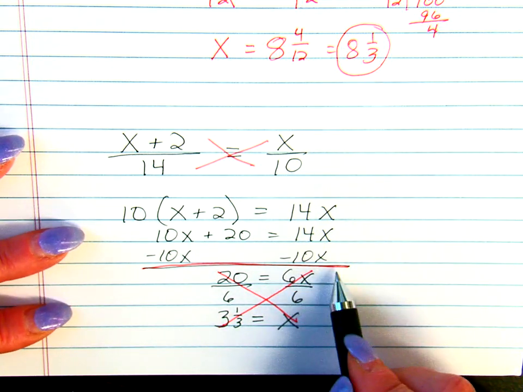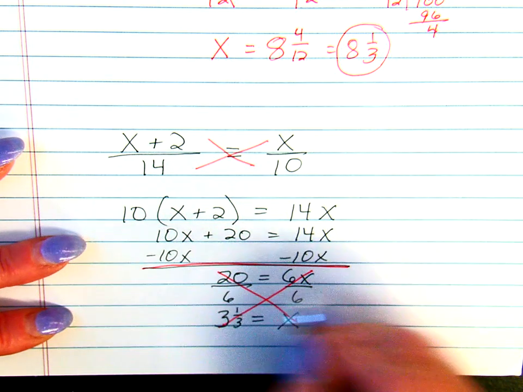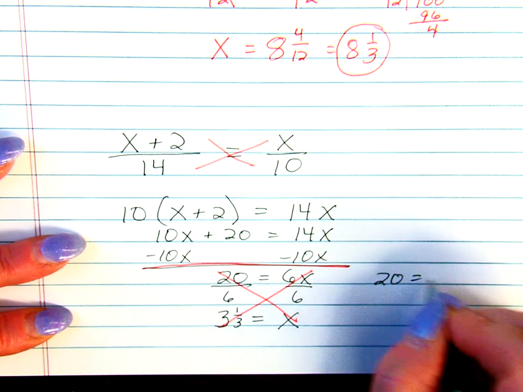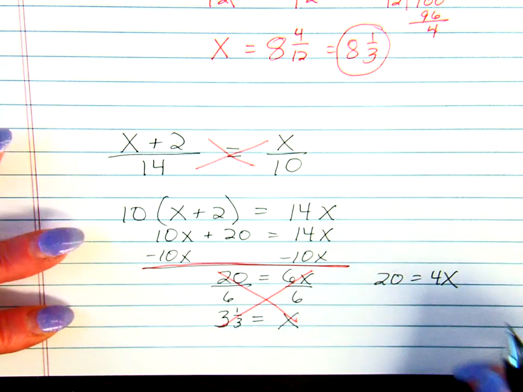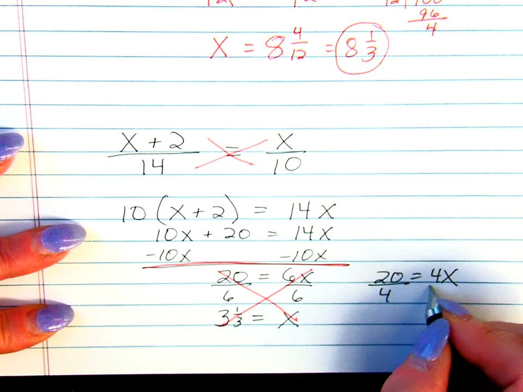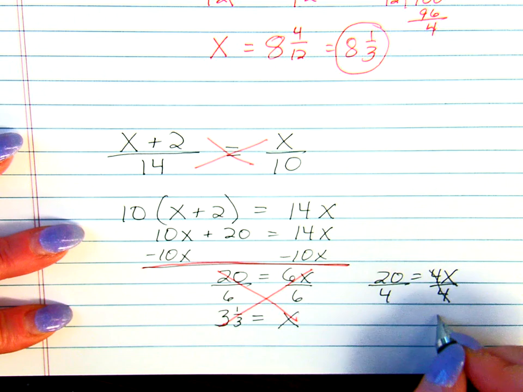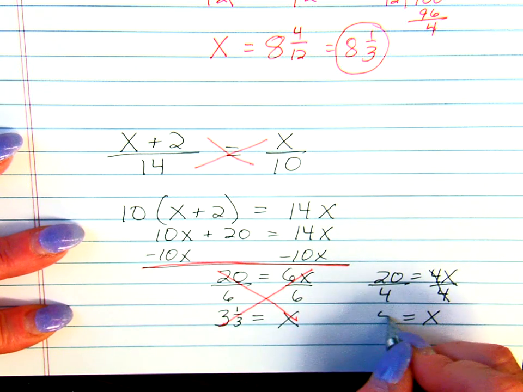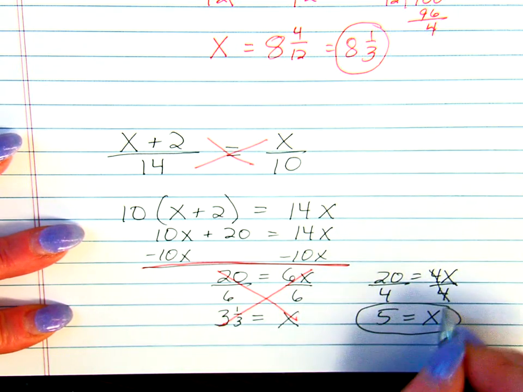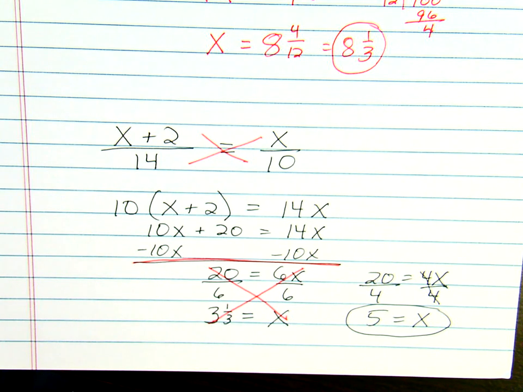We'll come over here. When I subtract 10 from 14, I'm going to get 4x. So that's 20 equals 4x. Honestly, you people let me get away with all sorts of stuff. Okay, and so now x is actually going to equal 5, which is the correct answer. Okay, so let's see if you can figure that all out.